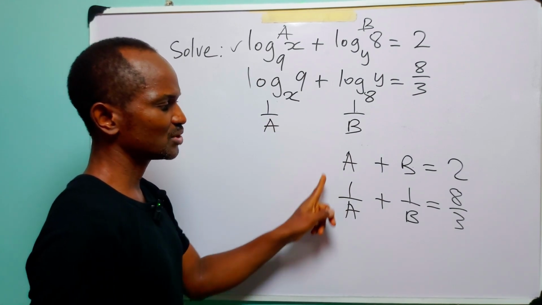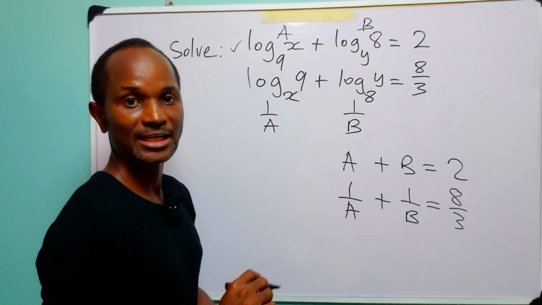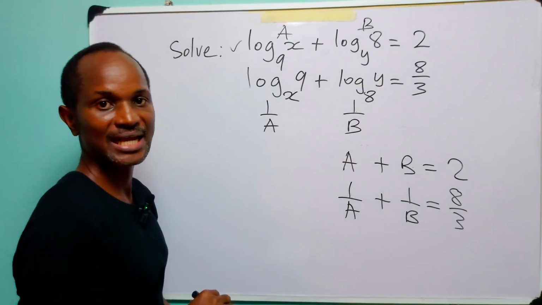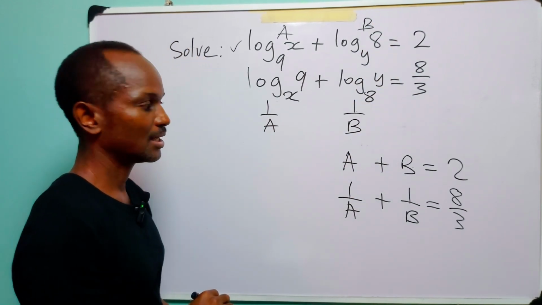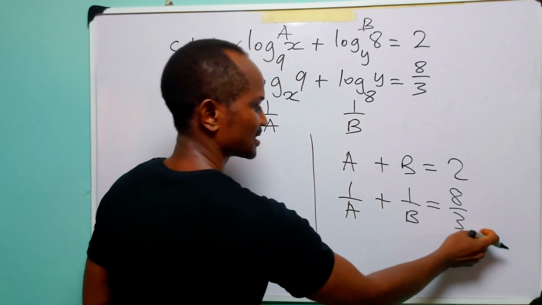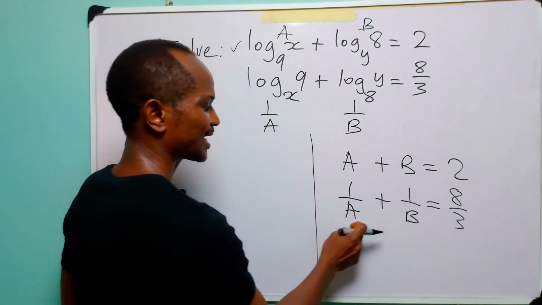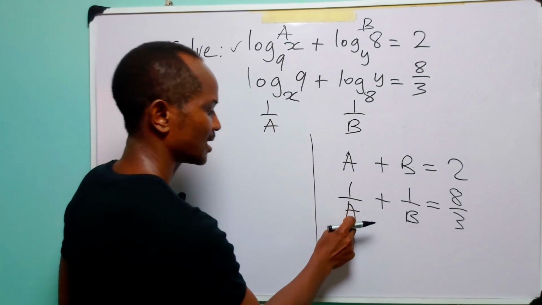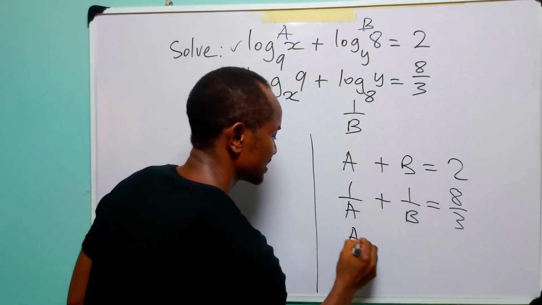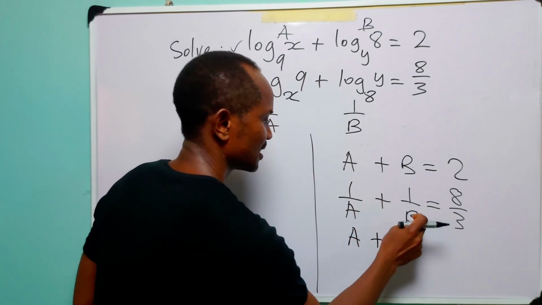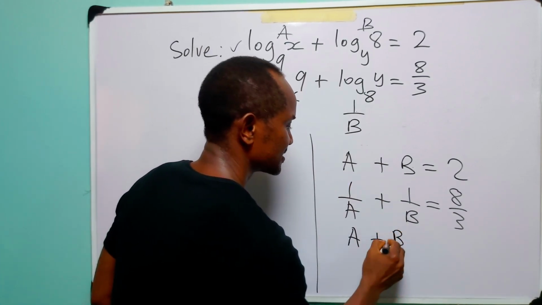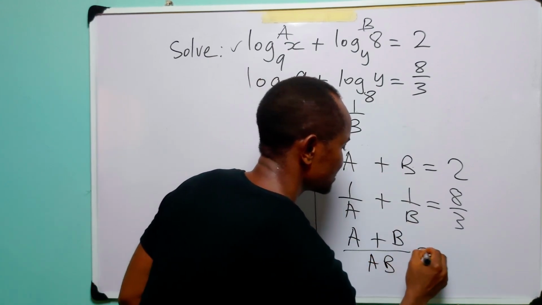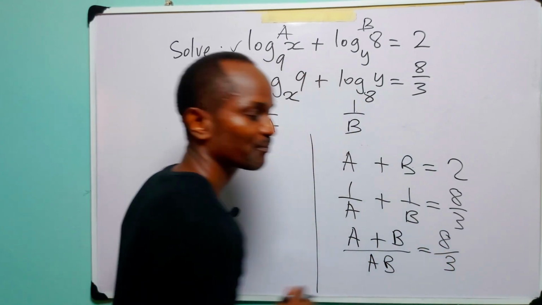Now we can solve these two equations for values of a and b. And then after we do that, we will go back to these substitutions and get values for x and y. Now to solve these two equations, let us start with the second equation. We can combine these two fractions into one single unit. How do we do that? A times 1 is a, plus b times 1 is b, over a times b is ab, and this is equal to 8 over 3.